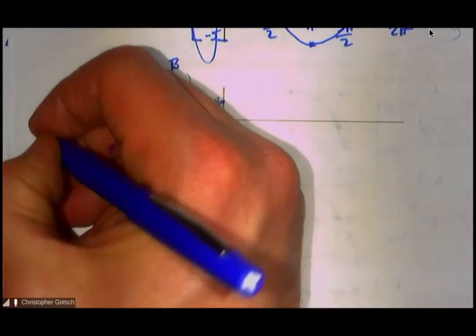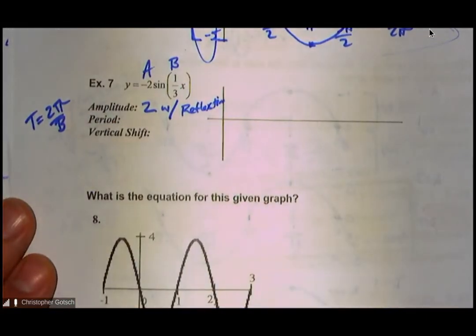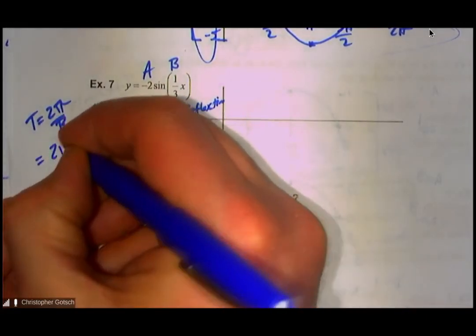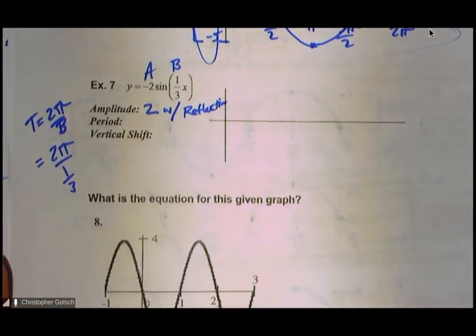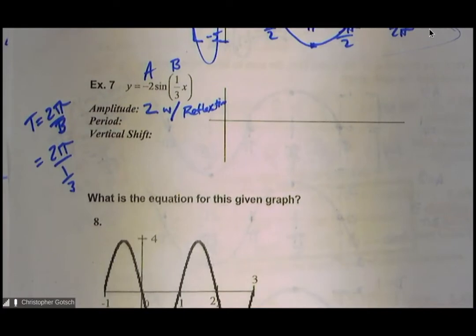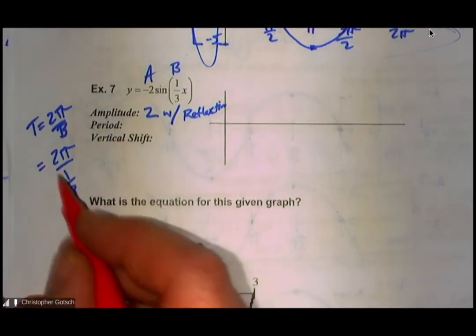Period is 2 pi over b. In this case, I've got 2 pi divided by 1/3. If you need to use your calculator, take 2 divided by 1/3, or just simplify it. How do you simplify something like this?